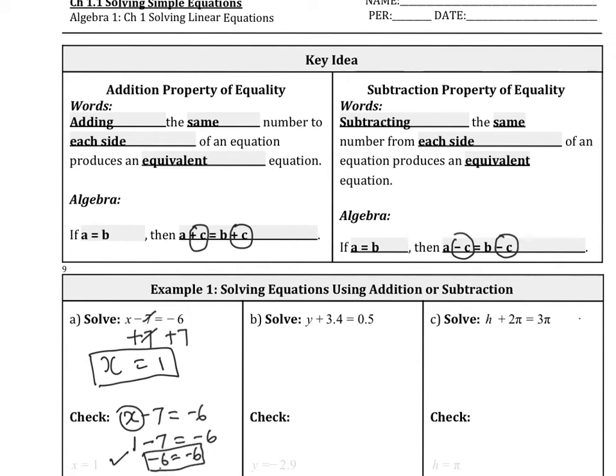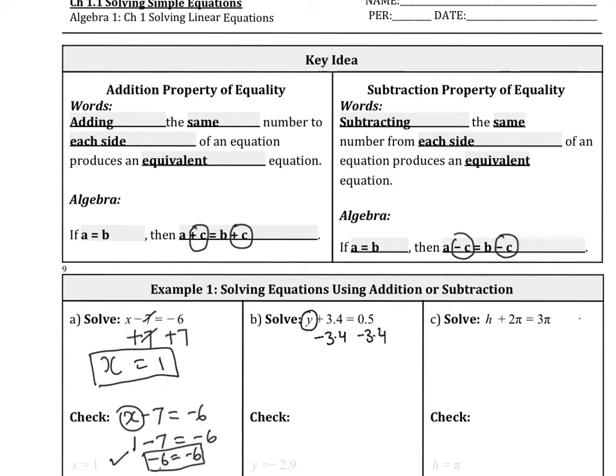For the next equation, y plus 3.4 equals 0.5, we are going to isolate y. To do that, we are going to subtract 3.4 from both sides. Remember, we have to balance the equation. If we are subtracting from one side, we have to subtract on the other side. And if we are adding on one side, then we have to add on the other side as well.